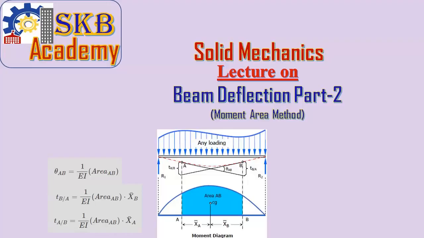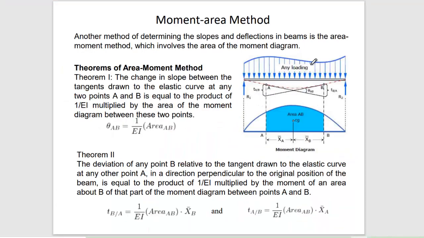So in the beginning of this beam deflection class, we discussed one method, that is the double integration method. Today we'll be dealing with the moment area method. So let me go to the moment area method. By the name of the moment area method, you can easily understand there will be the area of the moment, where we can get it from the moment diagram.